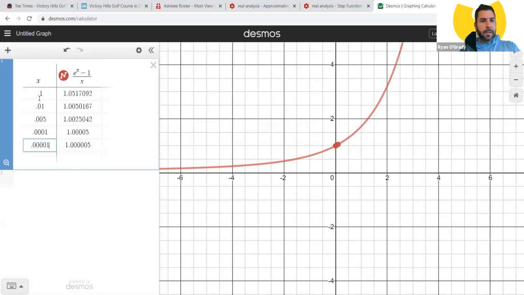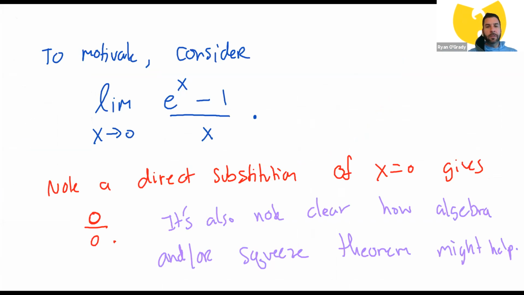So even with numerical experiments, it looks like there's a limit and it looks like 1. But the question is, how do we verify this? How do we use deductive reasoning? How do we use theoretical tools to know that in fact this is true? Here's an idea, and this is the gist of why L'Hopital's rule works.